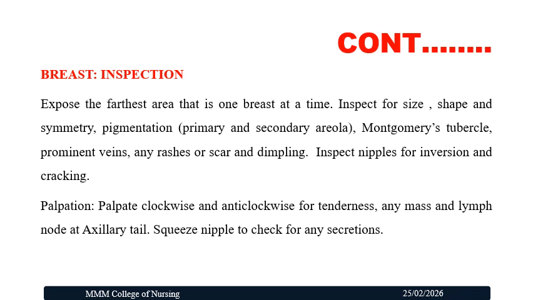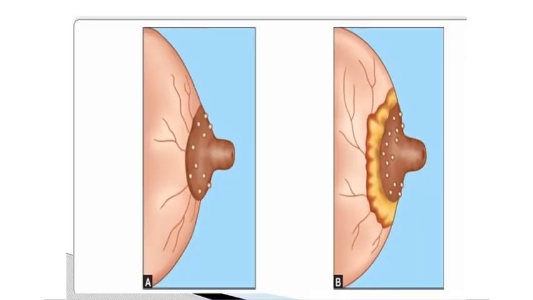Next, palpation. Palpation in the breast: palpate clockwise and anti-clockwise for tenderness, any mass and lymph nodes at the axillary tail. Then squeeze the nipple to check for any secretion in the third trimester. This is the image of Montgomery tubercles, which is nothing but a white dot present around the areola.